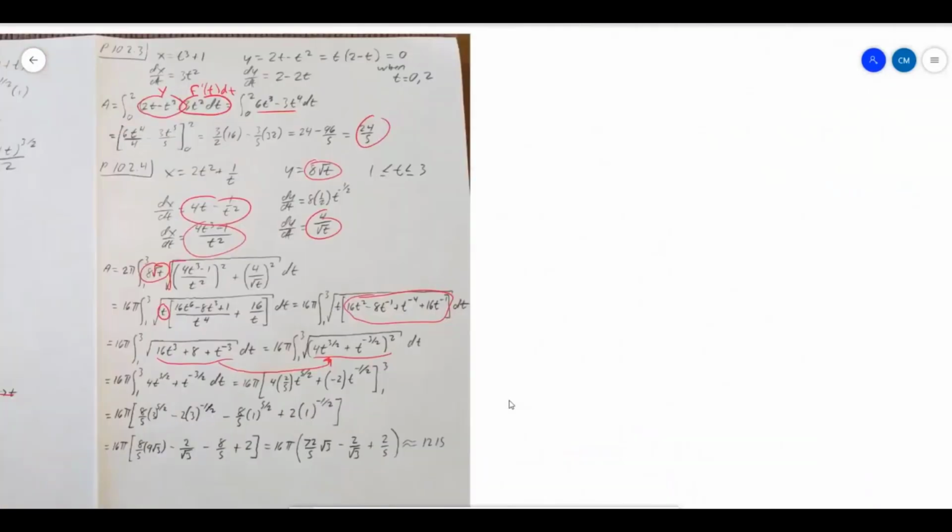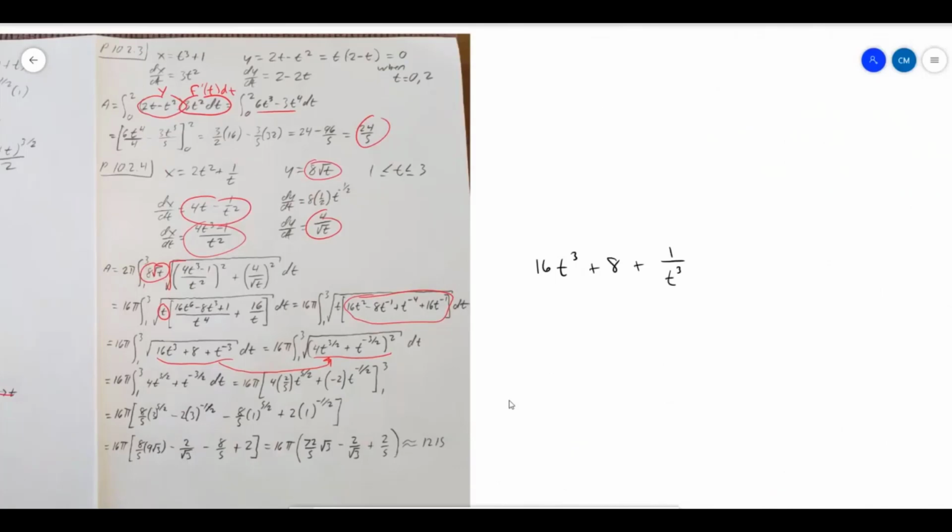So we're at this point here, right? 16t cubed plus 8. Some people can certainly see that that is going to factor. Personally, I would have a hard time seeing that that's going to factor to be 4t to the 3 halves power plus t to the minus 3 halves power. That's pretty hard for most people to spot.